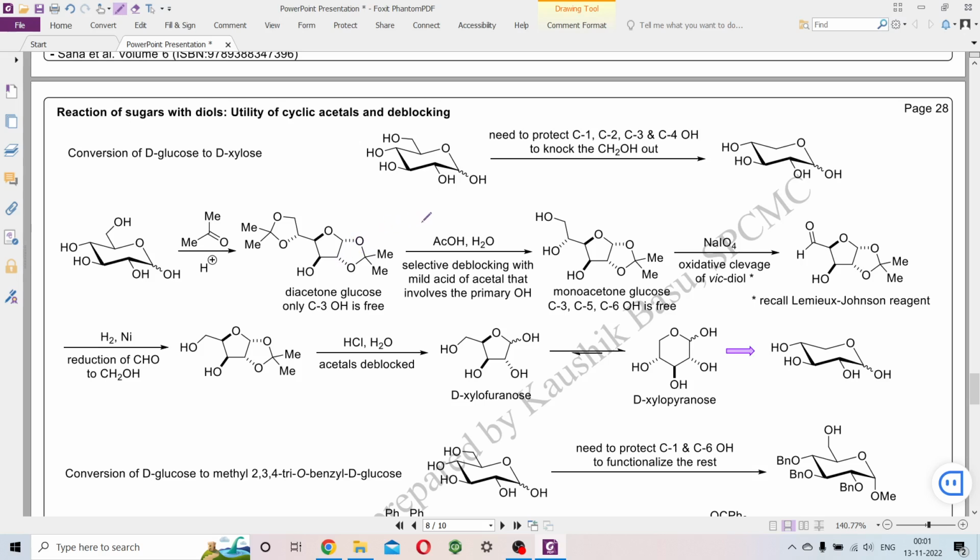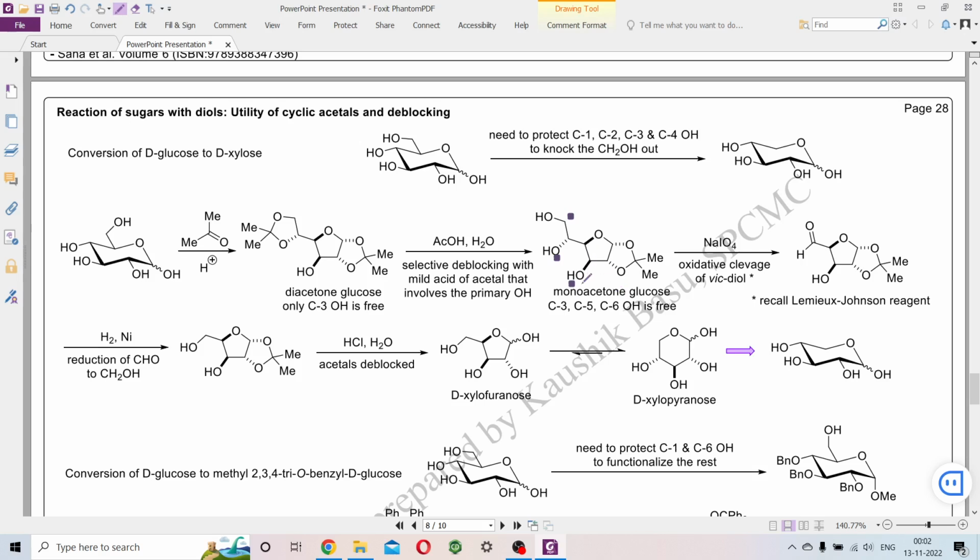So if you can carefully select the reaction condition where a selective deacetalization can take place, then you can free the C5 and C6 OH while keeping the C1 and C2 OH still engaged in the blocked form. And you do that with acetic acid and water, mild condition, selective deacetalization has taken place. Now you have the C3OH, the C5OH and the C6OH in the free form.